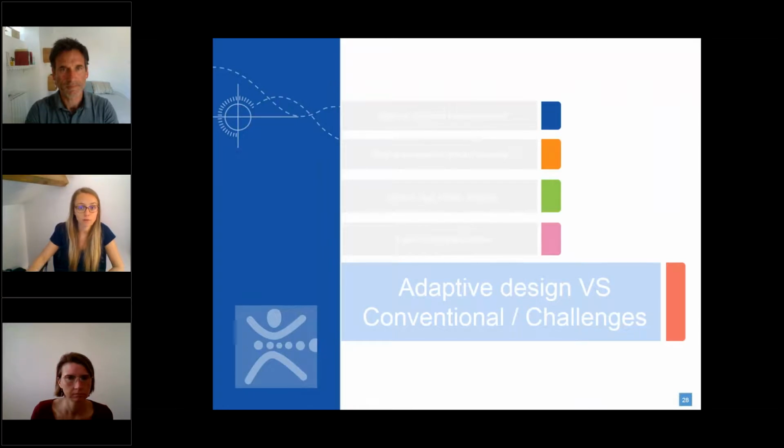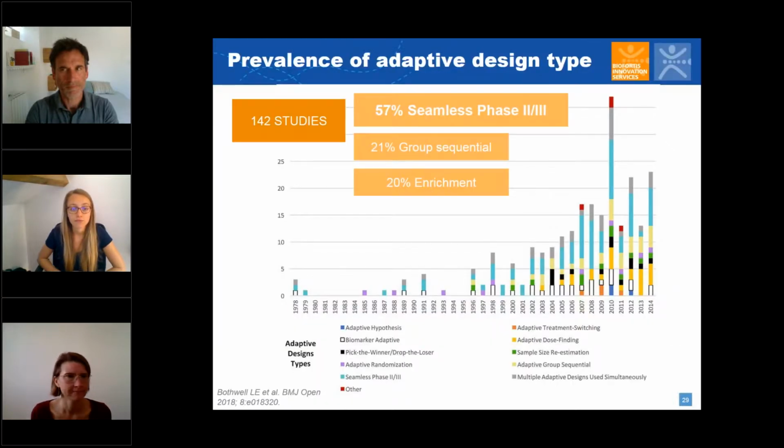So let's talk now about the challenges of adaptive design versus the traditional one. If we look at the prevalence of adaptive designs, according to a review from Boswell and colleagues, including 142 adaptive clinical trial designs published between 1978 and 2014, we can see that the main adaptive design used are the seamless design, mainly combining the phase 2 and the phase 3, in light blue color in the graph.